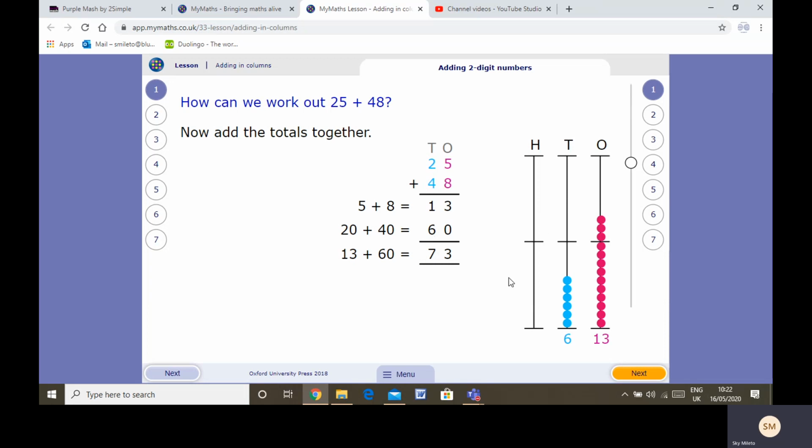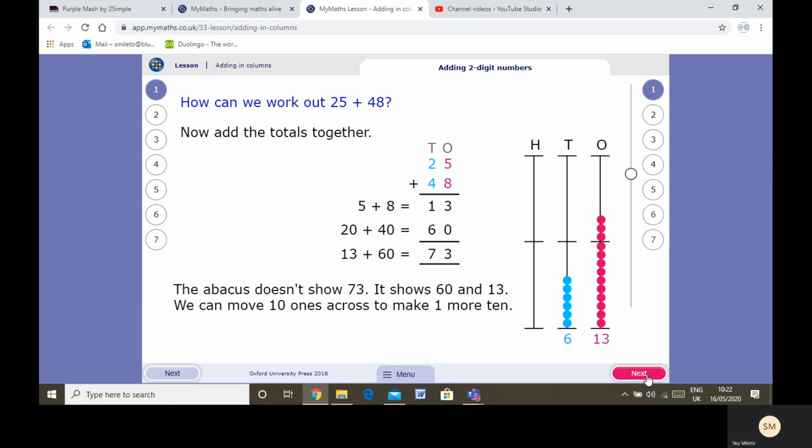Now, yesterday we looked at short column addition, and today we're looking at long column addition. Some people find short column addition easier. Some people find long column addition easier. Okay, so we saw that 10 blocks were taken off the ones and put into the tens because we can't have 13 ones in a number.